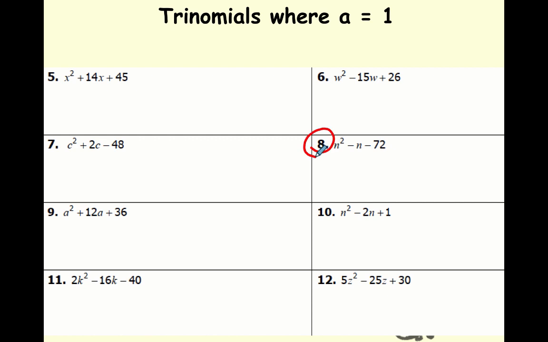So now my target product is negative 72, and I need my sum to be negative 1. So if my product is negative, that means one number has to be positive and one number has to be negative. And if my sum is negative 1, I need the larger number, or the one with the greatest absolute value, to be negative. So thinking about my numbers that multiply to make 72, I know that it has to be a positive 8 and a negative 9.